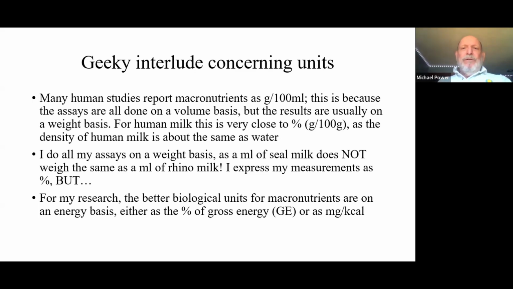Now, for human milk, grams per 100 mL is probably pretty close to grams per 100 grams, or percent, because the density of human milk is about the same as water. But I study all of the different placental mammal milks, so I do all of my assays on a weight basis, because I guarantee you a mL of seal milk does not weigh the same as a mL of rhino milk. That high-fat milk is going to weigh less than water. So I end up expressing my measurements as percent, but that's how I measure it.